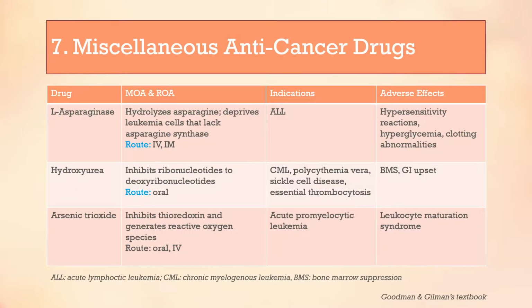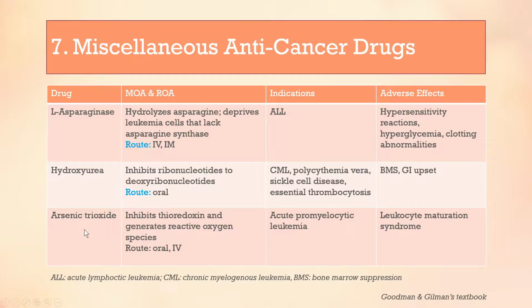Okay, the miscellaneous anti-cancer drugs are L-asparaginase, which hydrolyzes asparagine, is given by IV and IM route and used in leukemia, and it has hypersensitivity reaction, hyperglycemia and clotting abnormalities. Next is hydroxyurea, which inhibits the conversion of ribonucleotides to deoxyribonucleotides, given by oral route and used in leukemia, sickle cell disease and polycythemia vera, and it has the side effects of bone marrow suppression and GIT upset.